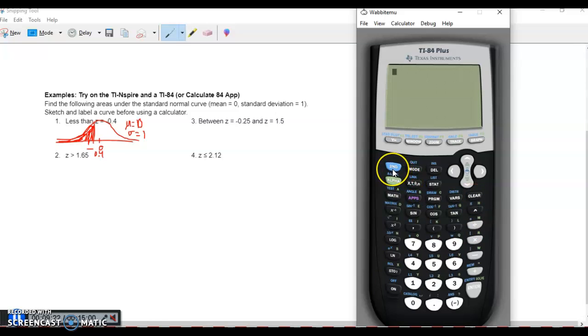So if I go to find this, norm CDF is what it's called, I go to second, VARS, and then that second option, norm CDF. This stands for normal cumulative distribution function. So it's going to find cumulative, which means area. So that's why I want the CDF. Now when it says lower, that means left shading. So the furthest left this shading goes is forever.